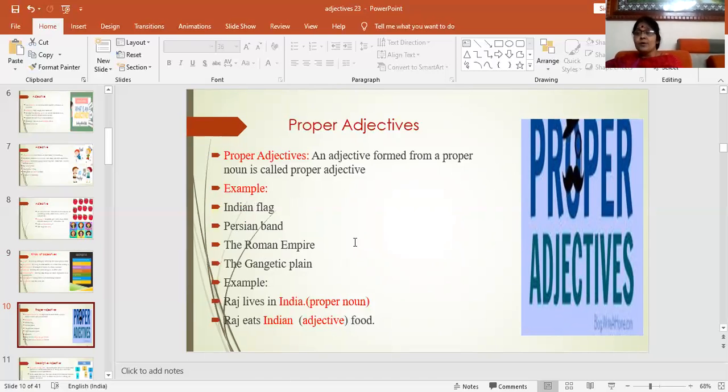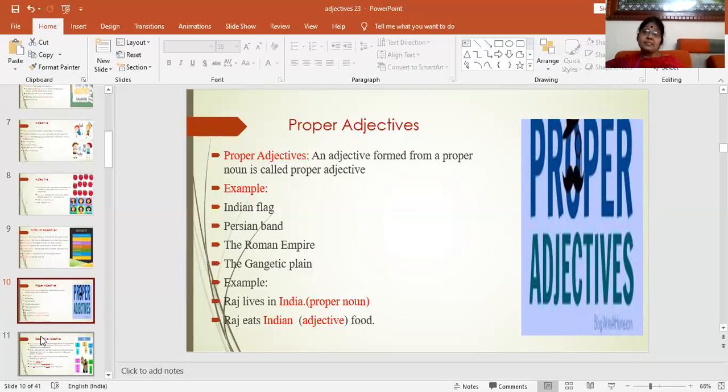To understand this more clearly, let us look at this example. Raj lives in India. Now, India is a proper noun. This India, I'm going to change into a proper adjective, and I will say Raj eats Indian food. So now here, Indian becomes an adjective. This is called a proper adjective, an adjective formed from a proper noun. Example, Indian flag, Persian band, the Roman Empire, and the Gangetic plain. All these are called proper adjectives.